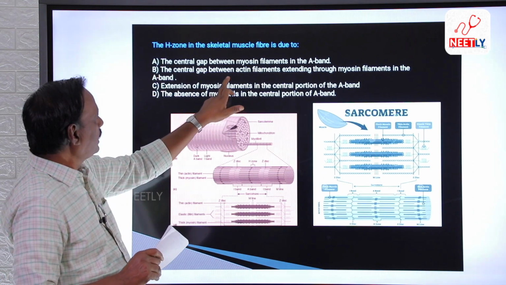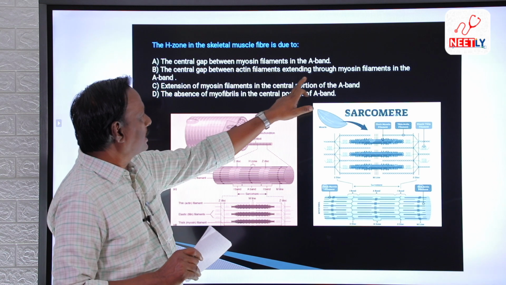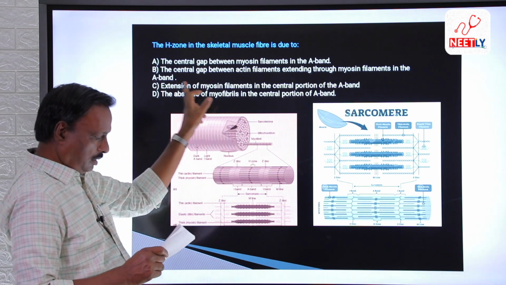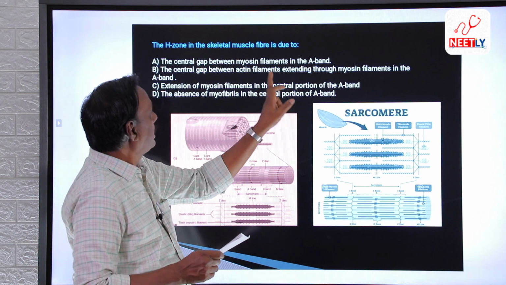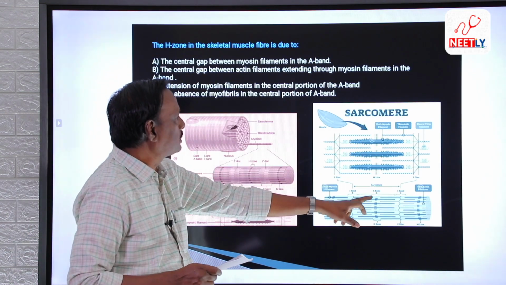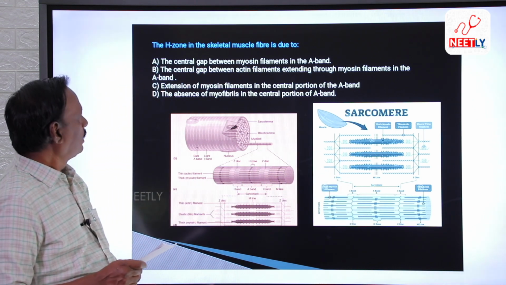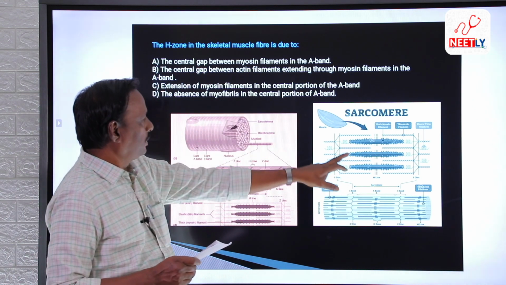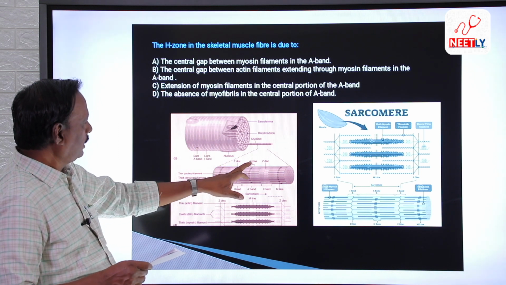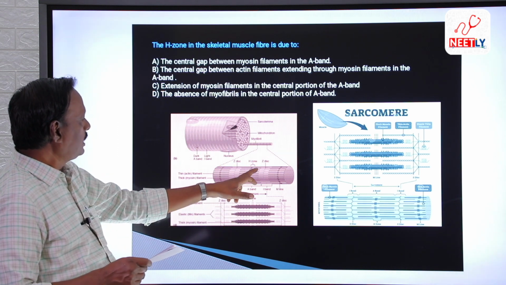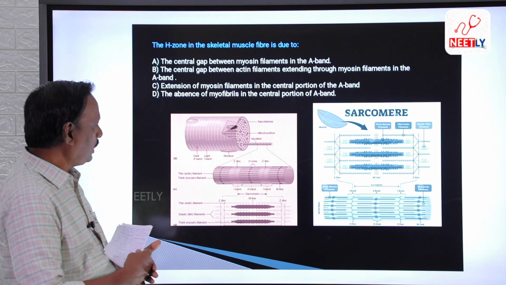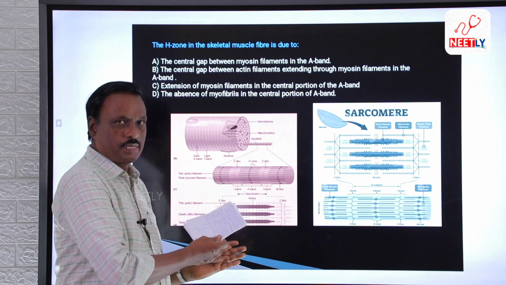So the central gap between actin filaments extending through myosin filaments in the A band, that is the correct answer for this question, the H zone. The H zone represents only the thick filaments. In this H zone, these actin filaments or thin filaments slide over each other during the muscle contraction.